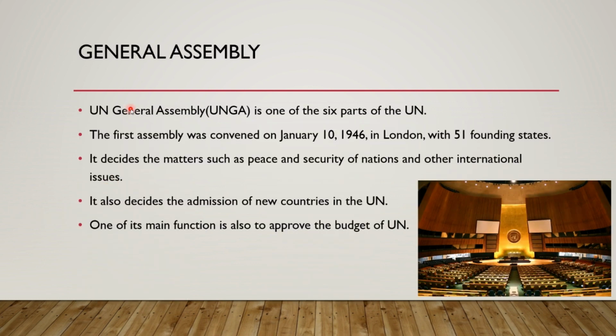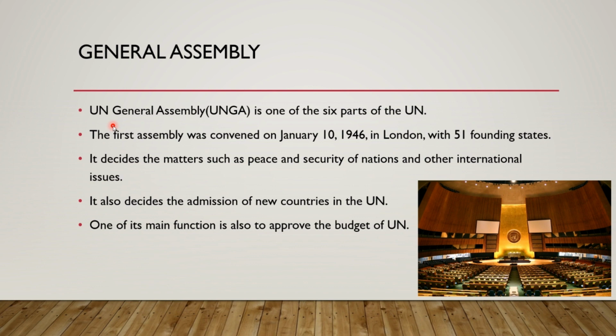So, what is the General Assembly? The General Assembly is a part of the United Nations. The first assembly of the General Assembly was convened on January 10, 1946 in London. At that time, there were only 51 member countries in UN, but now we have 193 countries, as I told you in the last video.